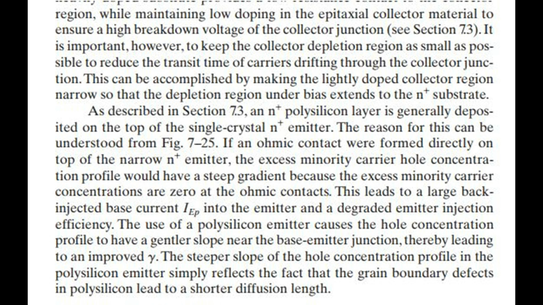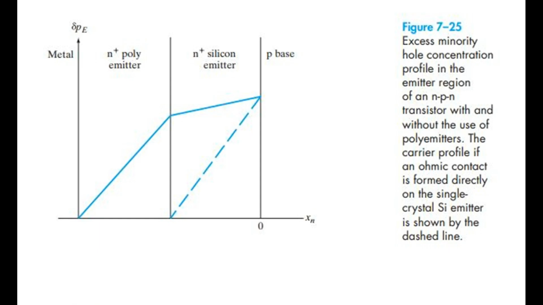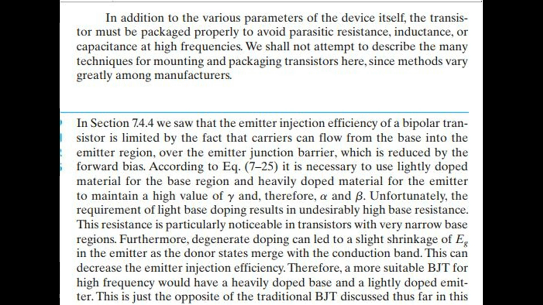The steeper slope of the hole concentration profile in the polysilicon emitter simply reflects the fact that the grain boundary defects in polysilicon lead to a shorter diffusion length. Figure 7-25: excess minority hole concentration profile in the emitter region of an NPN transistor with and without the use of polyemitters. The carrier profile if an ohmic contact is formed directly on the single crystal silicon emitter is shown by the dashed line. In addition to the various parameters of the device itself, the transistor must be packaged properly to avoid parasitic resistance, inductance, or capacitance at high frequencies. We shall not attempt to describe the many techniques for mounting and packaging transistors here, since methods vary greatly among manufacturers.